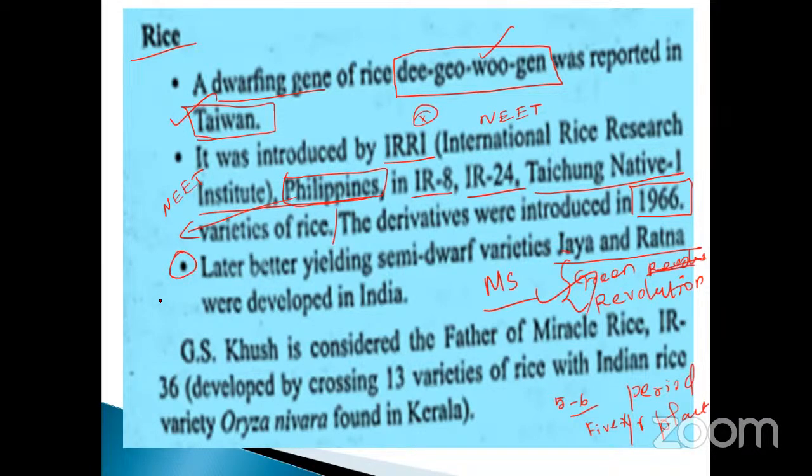So, just to go to the question, 2019 or 20, these two are there. Jaya and Ratna are semi-dwarf varieties, like that they ask the questions in NEET. Very, very important in this part. Rice is very, very important.